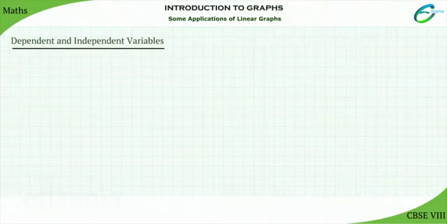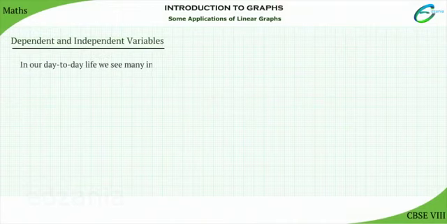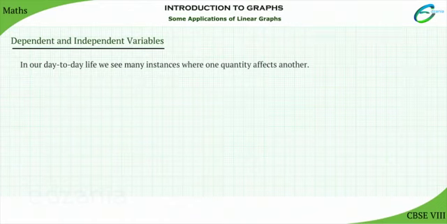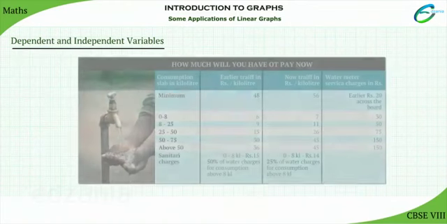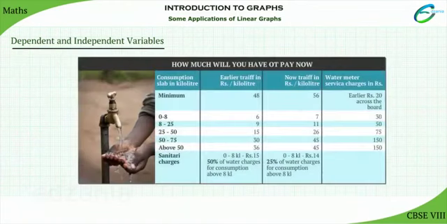Dependent and independent variable. In our day-to-day life, we see many instances where one quantity affects another. You might have observed that the more you use a facility, the more you pay for it. We can consider the example of consumption of water and the water bill. If more water is consumed, the bill is bound to be high. If less water is used, then the bill will be easily manageable.